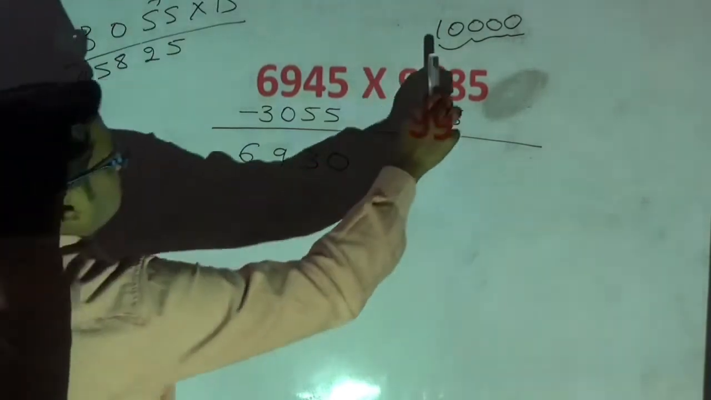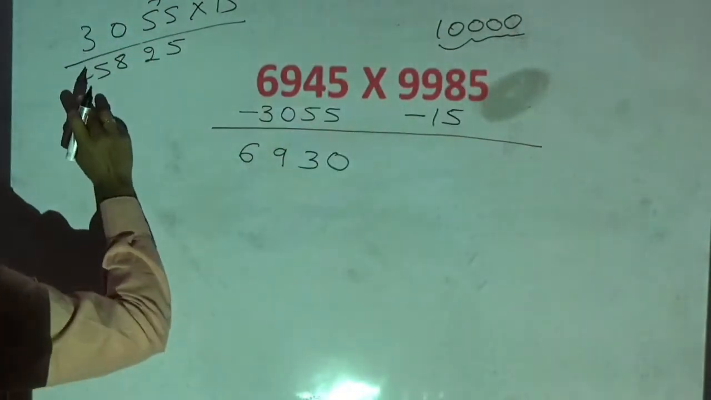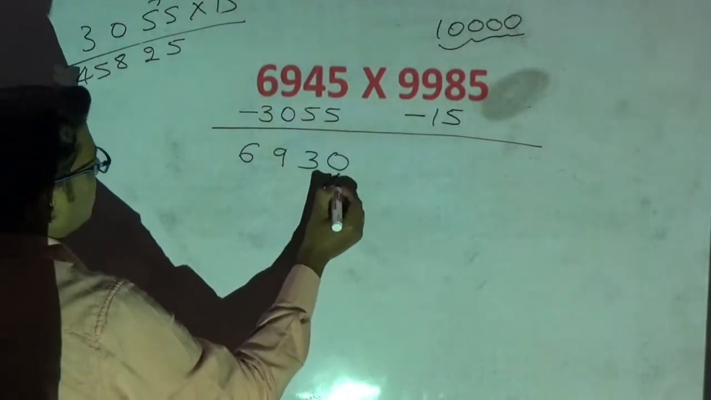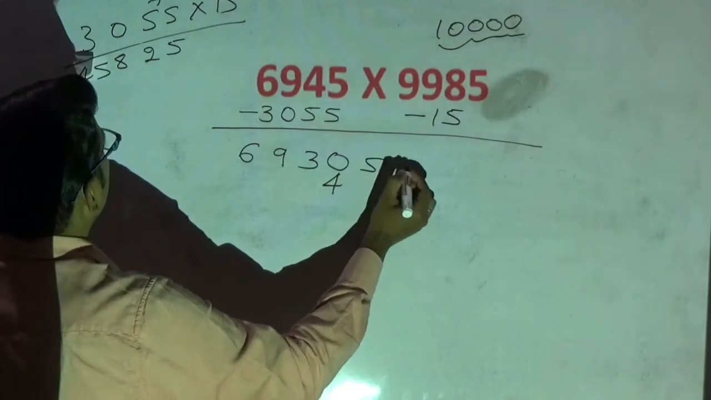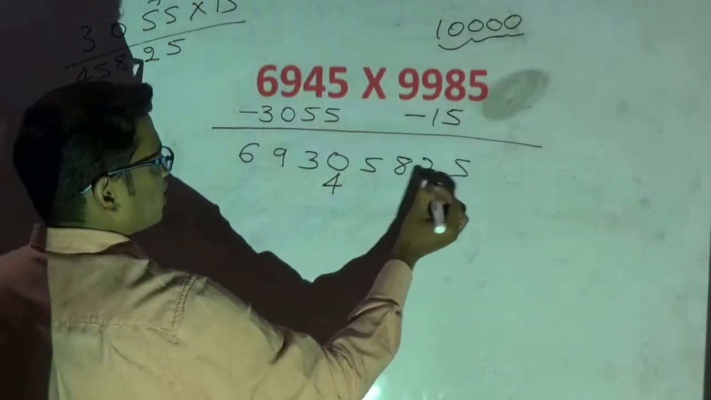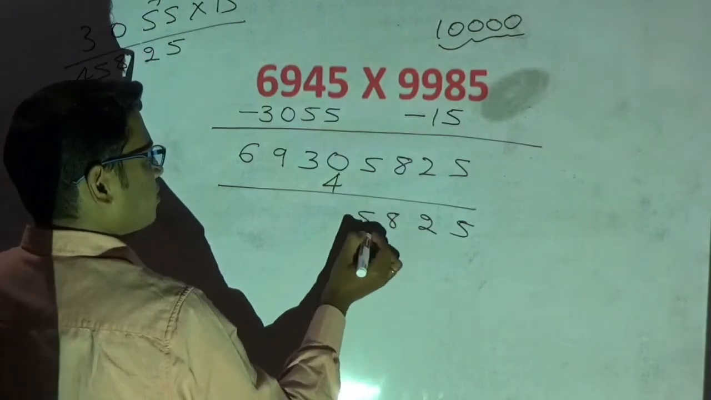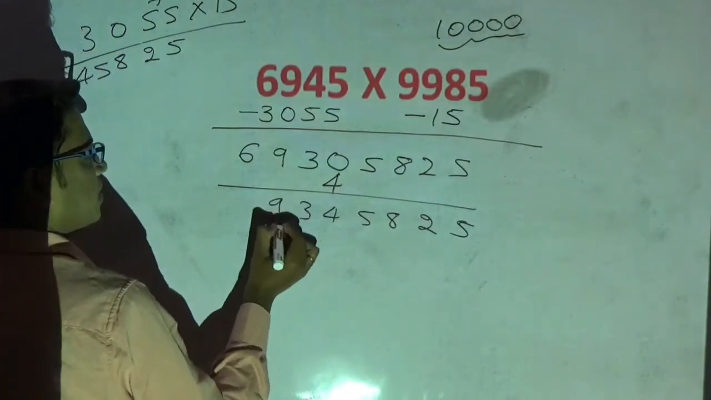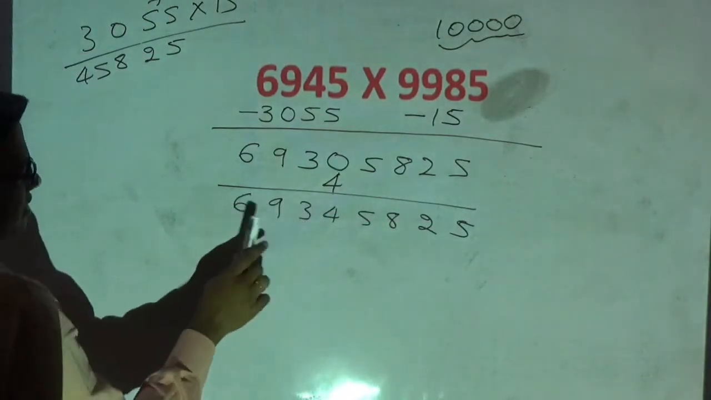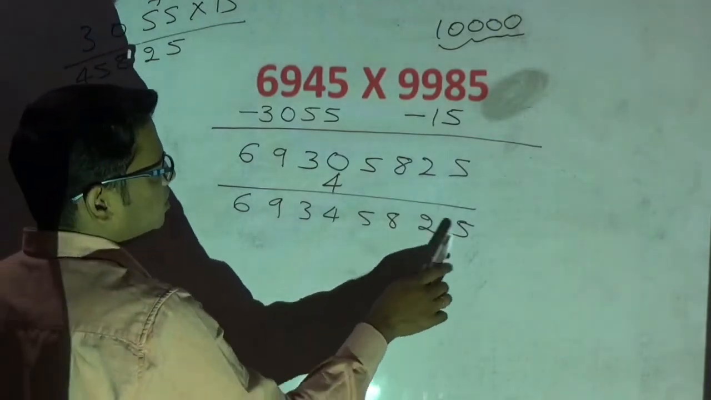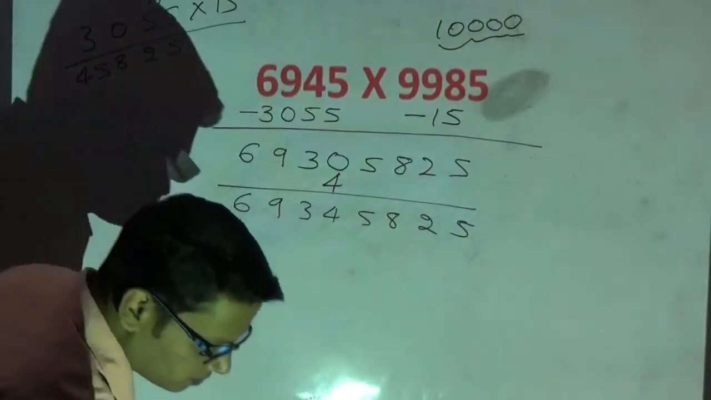Now you count how many zeros there? 4 zeros. But this is what? 5 digit. So 4 will be carry. Then write 5825. The answer for this example is 69345825. Hope you have understood.